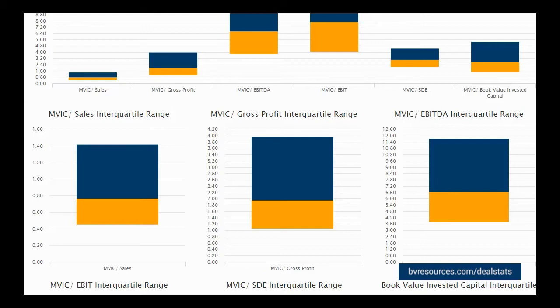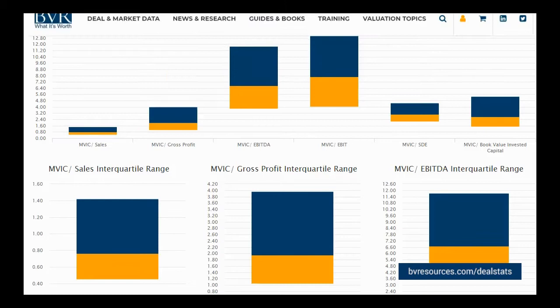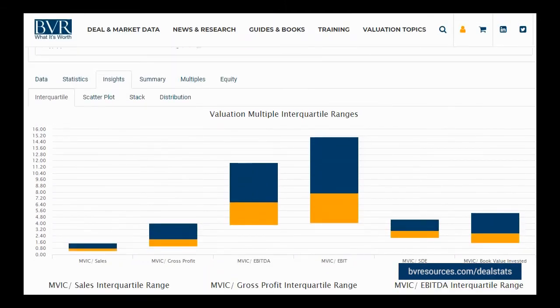Under this section within the Insights tab, we can also observe the difference in spread of the interquartile ranges across all of the valuation multiples. In this situation, we can observe that MVIC to EBIT has the highest spread, whereas MVIC to sales has the lowest spread.